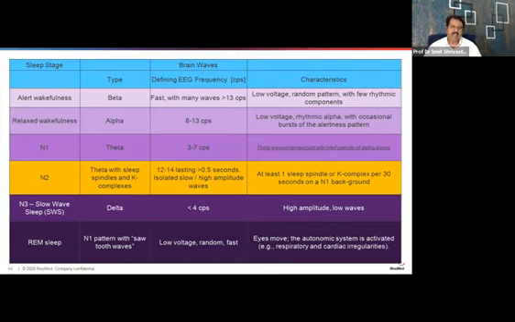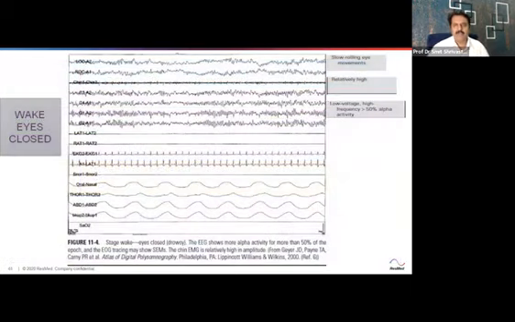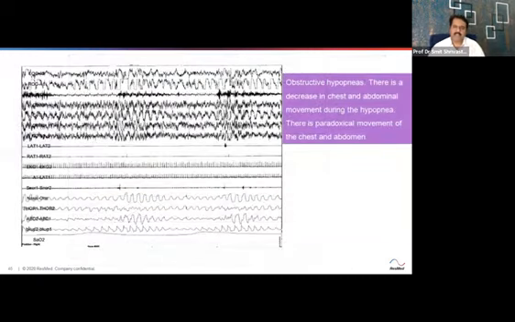REM has a sawtooth wave. It is again low voltage but very fast, and it is seen with eye movements and respiratory and cardiac irregularities, as if autonomic or sympathetic drive is happening. When we do the stage wake cycle, the person becomes drowsy. This is how it changes: we see more alpha waves, and they gradually become slower and slower, and the cycles per second decrease.